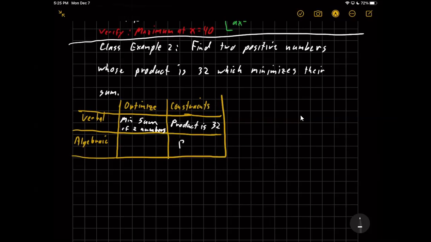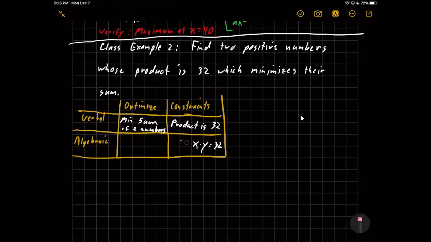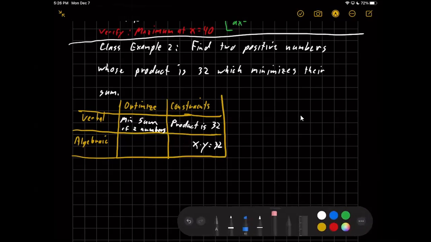So over here for constraints, we'll call the numbers X and Y. So X times Y is 32 would be my constraint. Maybe, in fact, I might want to get rid of the P and just keep track of X times Y is 32.